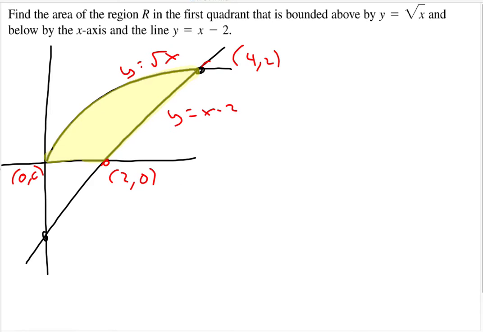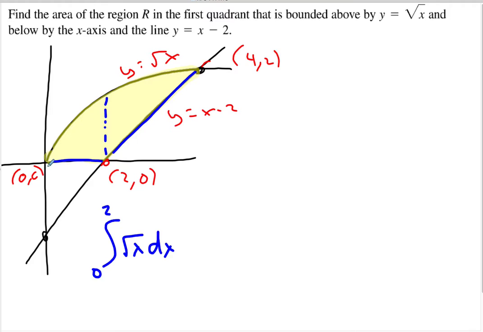What I like to do, and it's just me, your ways were definitely correct. No reason not to do it those ways, but my way, another way, just in case you want options, is I'll split it. Because there's different bottoms on this half and this half, I'll write two integrals with those two different bottoms. So I'll write my first integral from 0 to 2, because those are my x values, and the top is the square root of x. The bottom is y equals 0, so I don't need to subtract off 0.